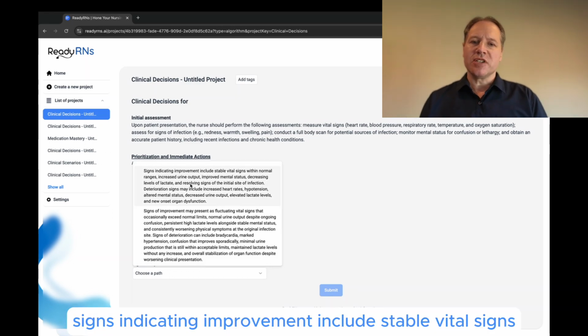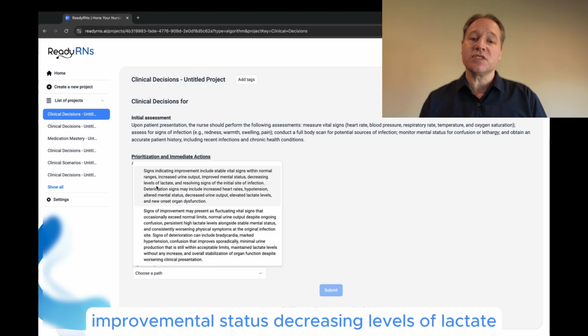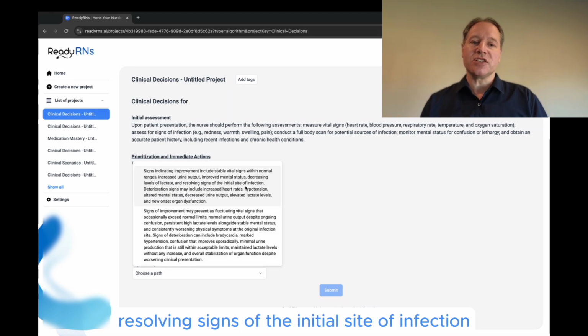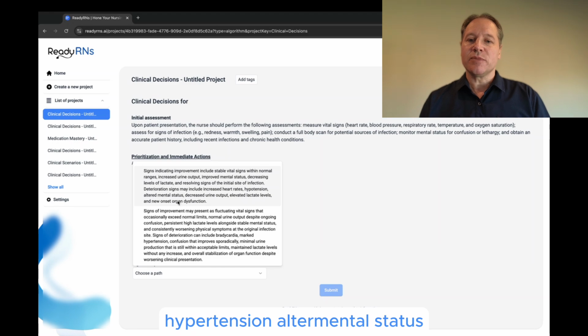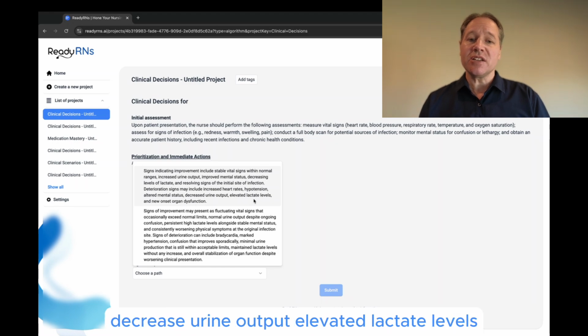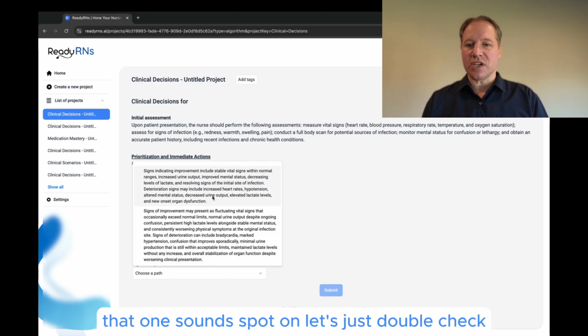Signs indicating improvement include stable vital signs within normal ranges, increased urine output, improved mental status, decreasing levels of lactate, and resolving signs of the initial site of infection. Deterioration signs may include increased heart rate, hypotension, altered mental status, decreased urine output, elevated lactate levels, and a new onset of organ dysfunction. That one sounds spot on.